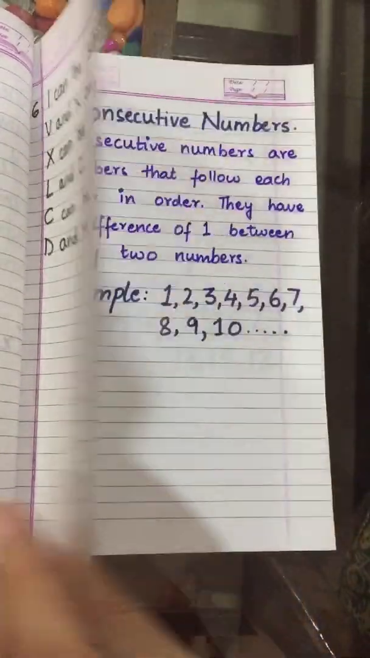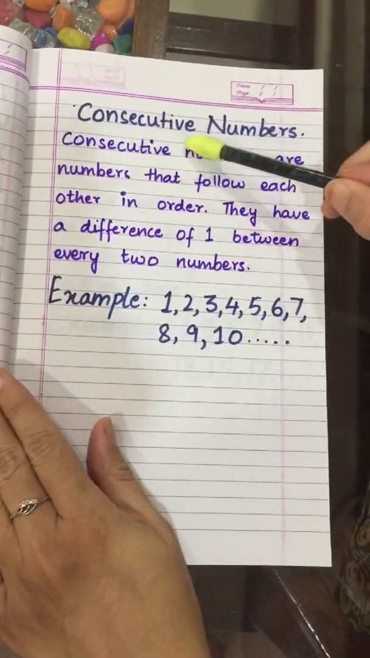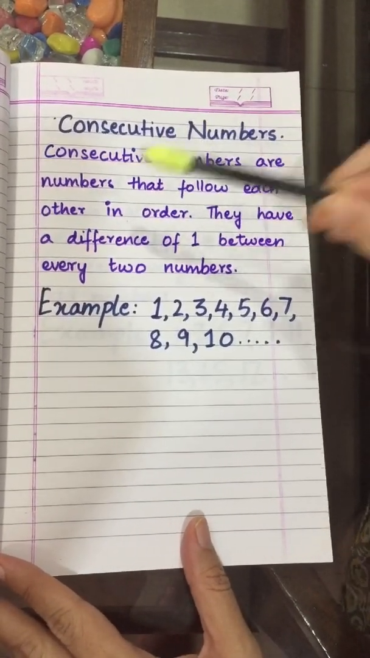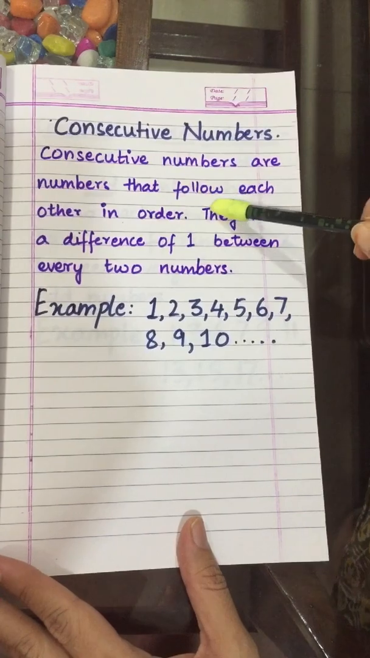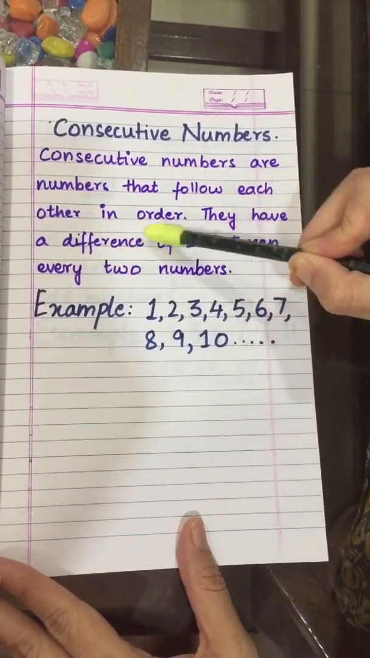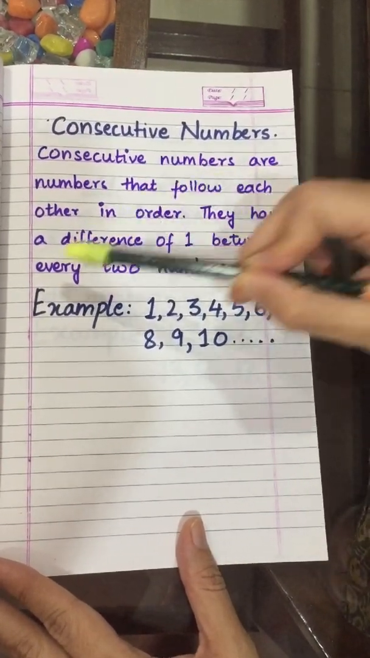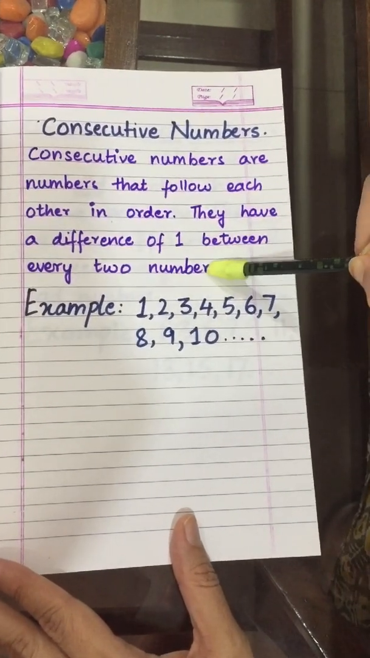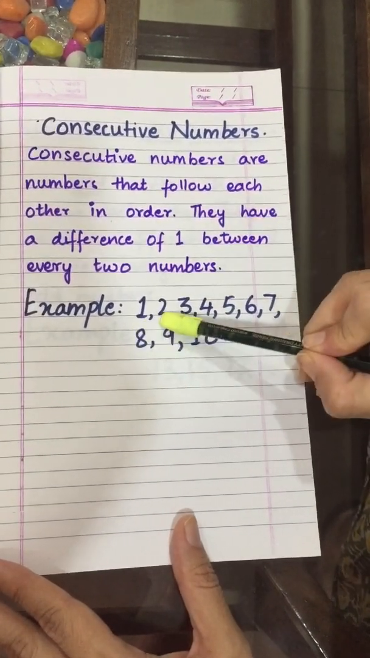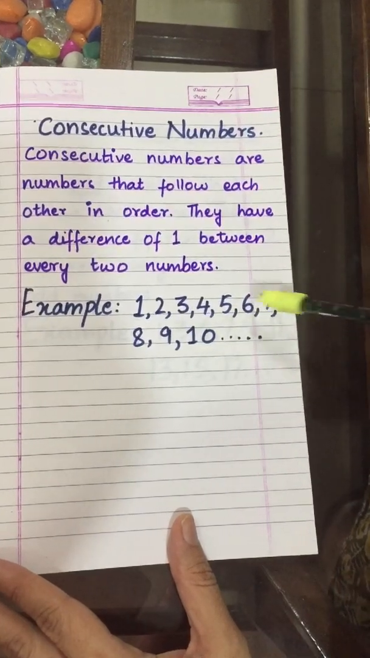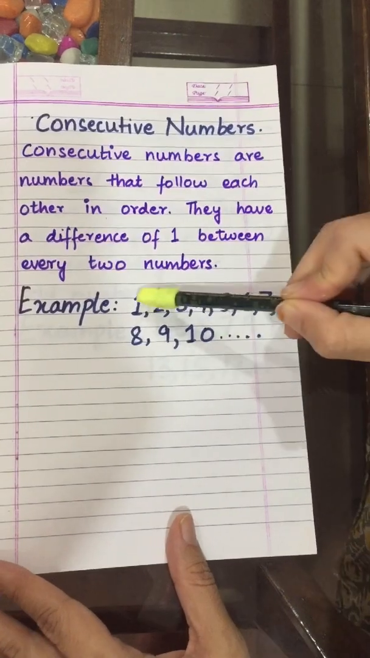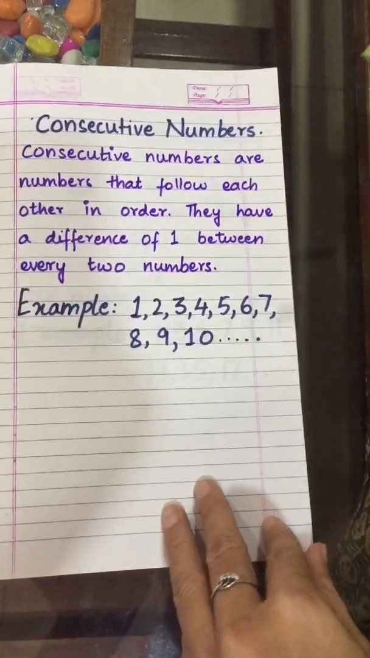Now let's learn what are consecutive numbers. Consecutive numbers are numbers that follow each other in order. They have a difference of 1 between every two numbers. For example, 1, 2, 3, 4, 5, 6, 7, 8, 9, 10 and so on. They all are consecutive numbers.